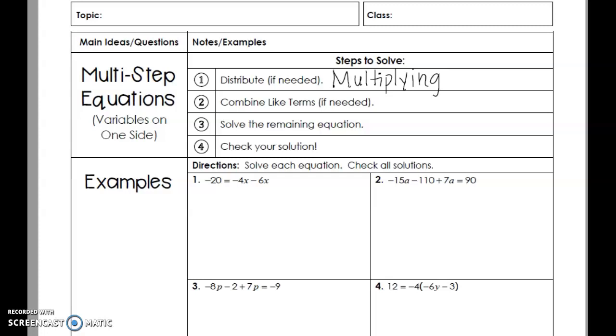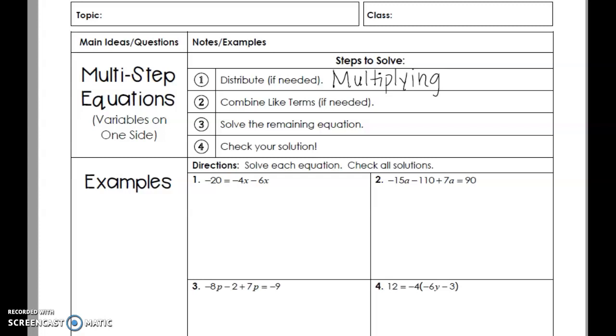Step number 2 is to combine like terms if needed. Step number 3, solve the remaining equation. And step number 4, check your solution. Let's look at example number 1 together.